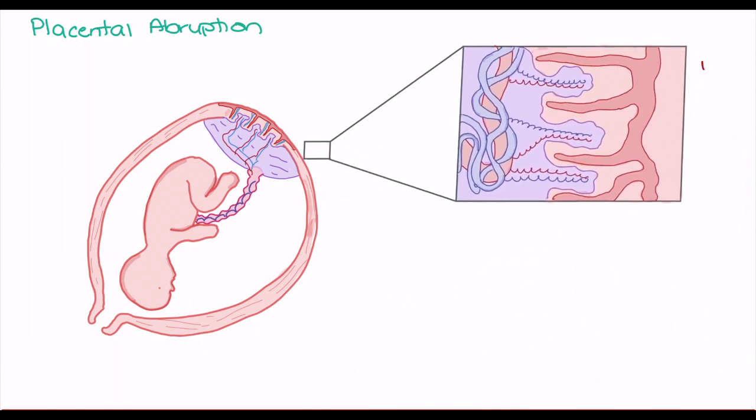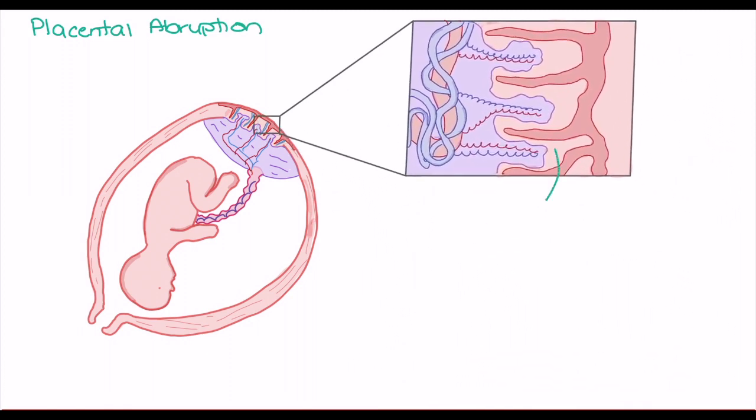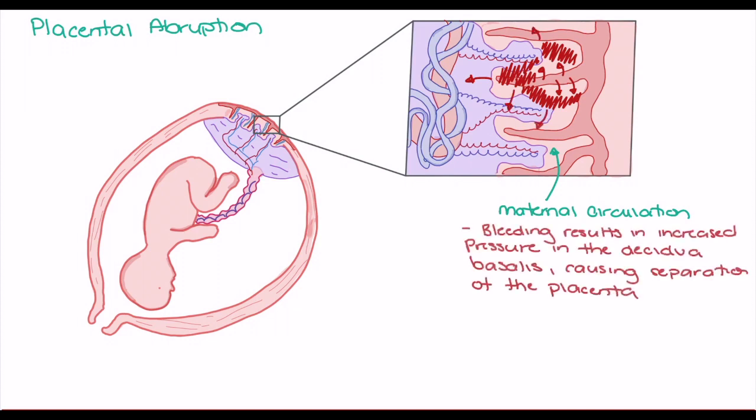If we take a closer look at the placenta and the decidua basalis, we can see what's happening in a placental abruption. We have the remodeled spiral arteries, which are going to make up maternal circulation, and they're coming close to but not connecting with the chorionic villi that contain the fetal circulation. In placental abruption, maternal circulation within the decidua basalis is disrupted. As a result, we begin to have bleeding from this maternal circulation and the accumulation of blood within the decidua basalis. As this blood accumulates, it begins to put pressure on the placenta, pushing the placenta and the chorionic villi away from the decidua basalis and effectively detaching the placenta from the maternal tissue.